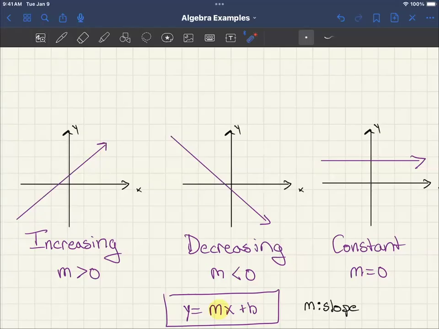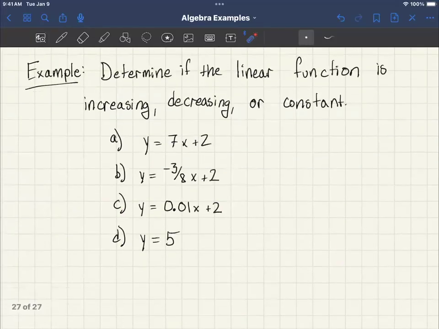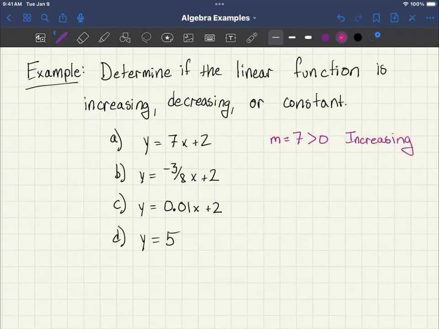All right, let's see if we can apply this stuff to the problem that we have at hand. So up here we have 4 functions. Let's start off, and our first function here, our m value, is 7. So 7 is the number in front of our x. This is a positive number. It's bigger than 0. So our function is increasing. Numbers bigger than 0 for slope gives increasing.